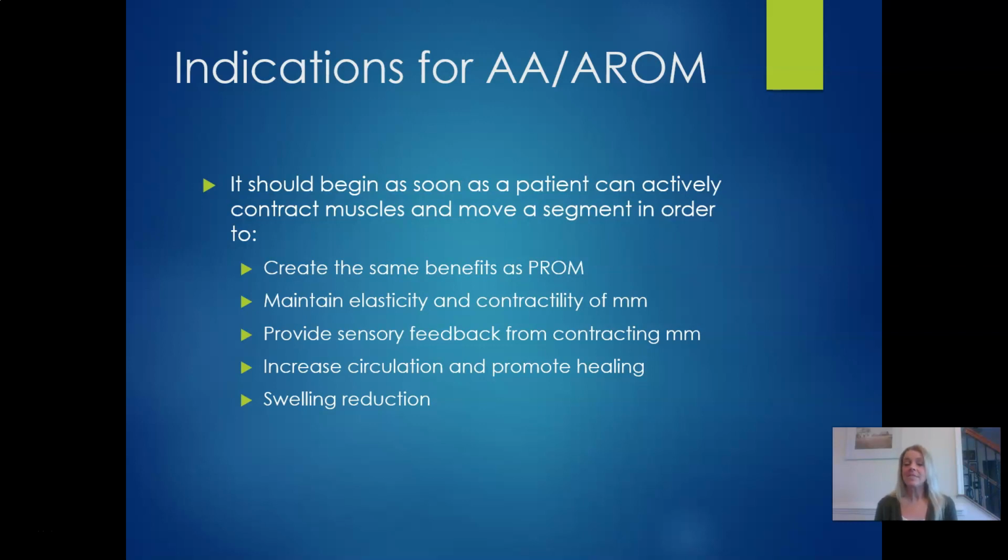Some indications for active assisted and active range of motion. As soon as the patient is allowed to actively contract, we're going to want them to start doing range of motion on their own, because you're going to get most of the same benefits as with passive range of motion. It'll also help to maintain the elasticity and contractility of the muscles, because now we're actually getting some active muscle contractions as well. We'll get some more sensory feedback. We'll help to reestablish any lost motor loops or neural loops. We talked about that after injury, how some of those are forgotten. This will actually be a better help to increasing circulation, can help promote healing and help to reduce swelling, because now again, we're doing some active motion.